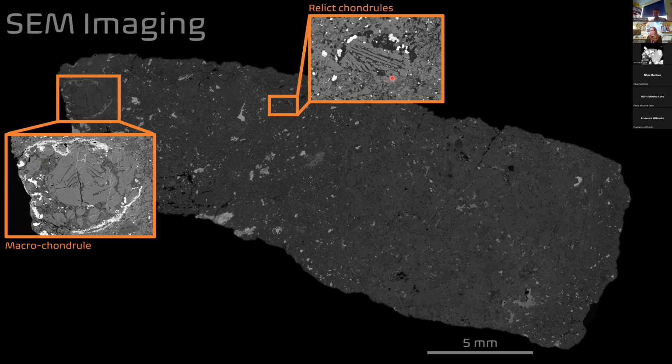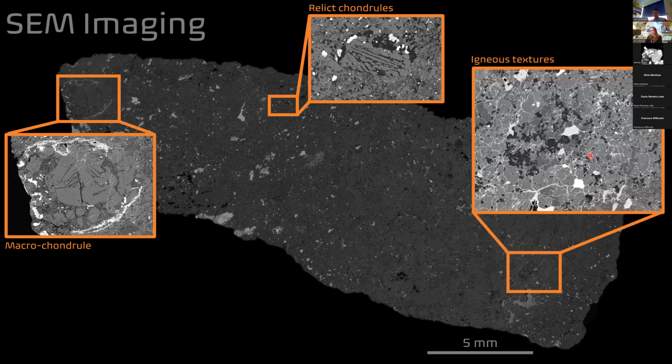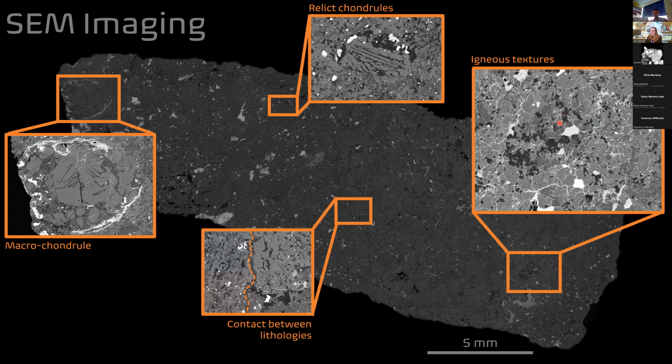So we can see this nice, almost igneous equigranular texture happening. And you see these nice triple junctions between the crystal grains. That's all very indicative of magmatic activity and melting. And we can also find this line through the middle of it. There's this nice contact between the stuff that has an igneous texture and the stuff that doesn't. So we know we've got more than one rock type in here.